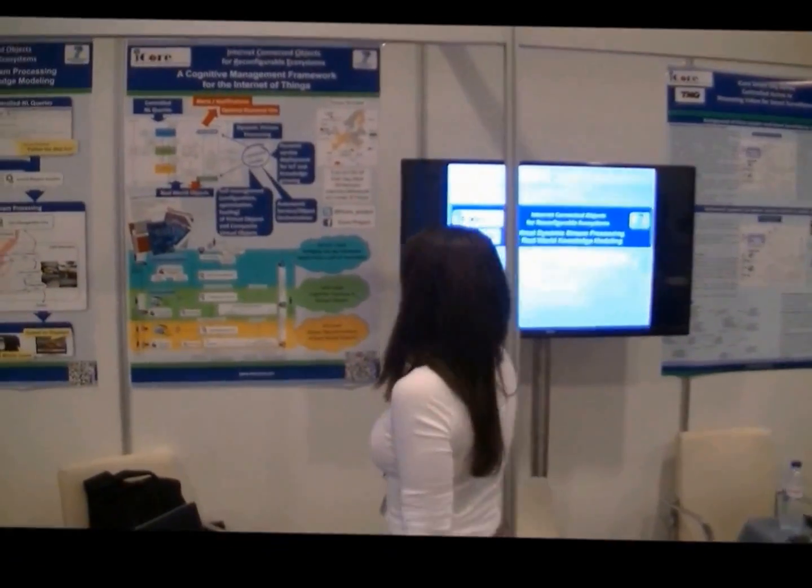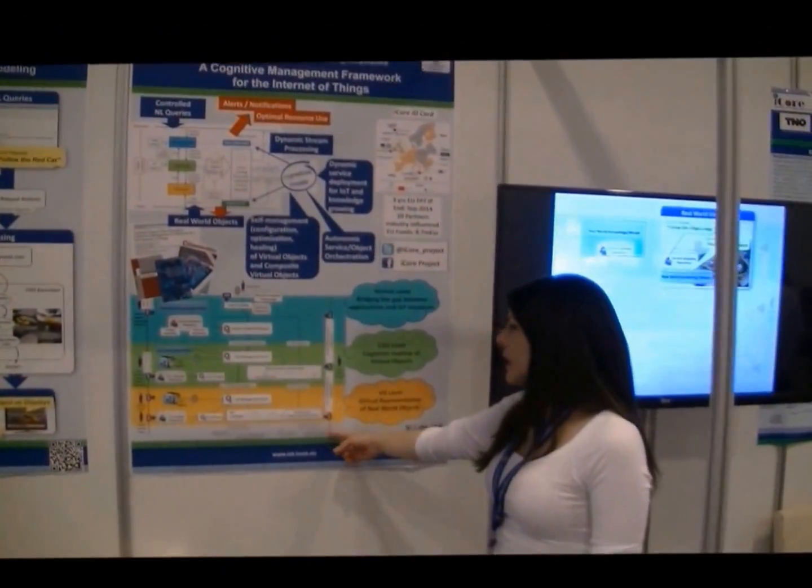The ICOR project is about introducing cognitive management technologies for the Internet of Things in order to tackle the heterogeneity of objects and devices and the complexity that comes with the huge number of objects that is envisaged in the Internet of Things. So, building on previous research efforts in ICOR, we have defined a cognitive management framework that comprises three different levels of functionality.